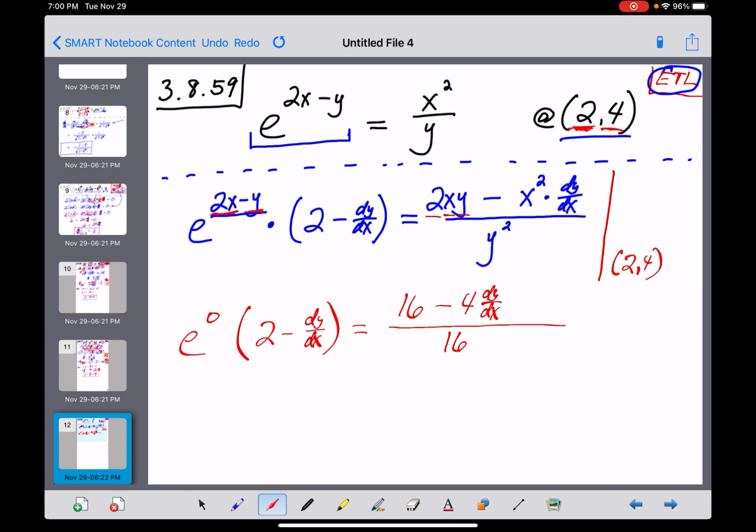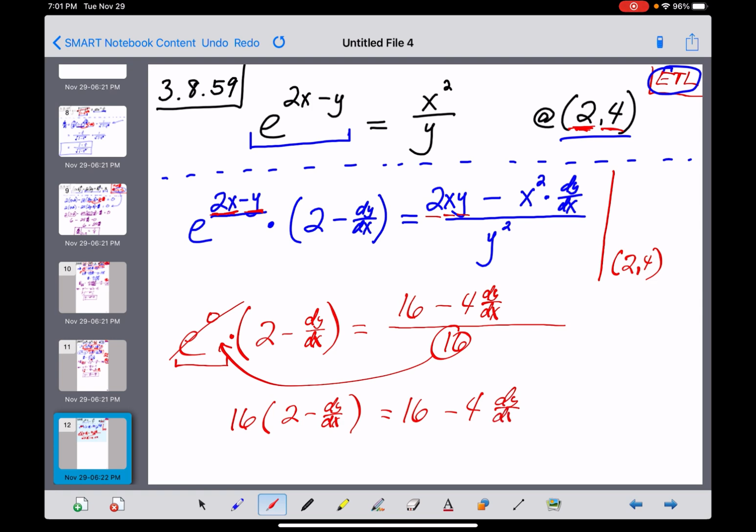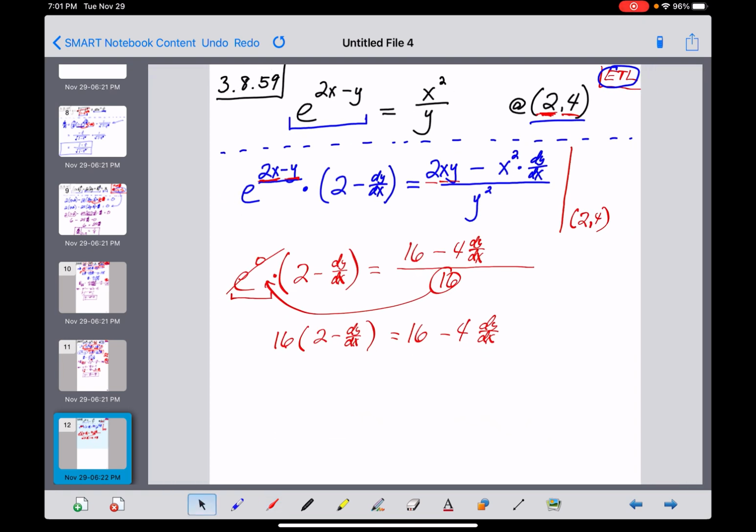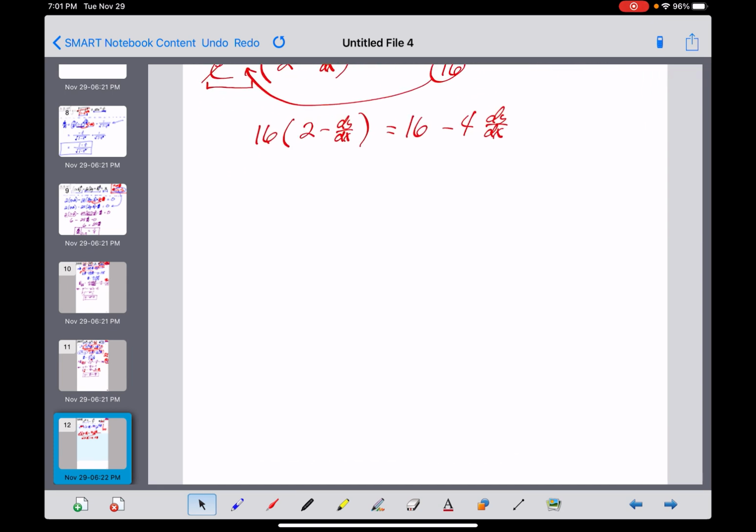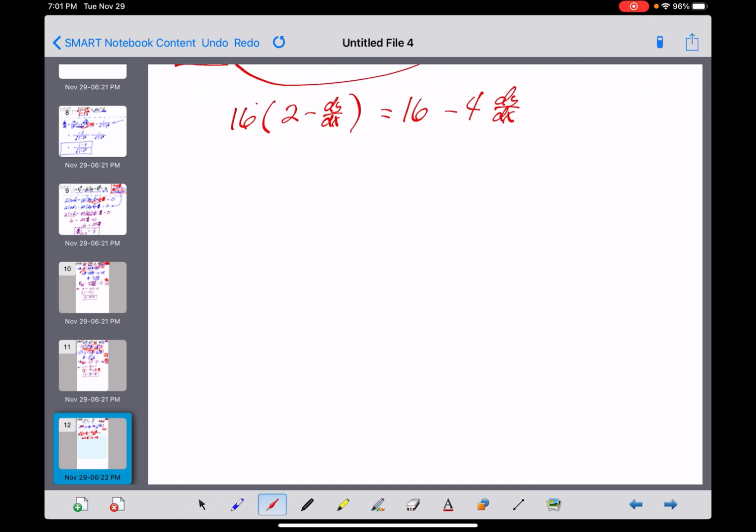Okay, so where are we going with that? This e to the 0 here is just 1, and 1 multiplied by anything, we can just forget about that. I am going to multiply both sides of this equation by 16. That gives me 16 times 2 minus dy/dx is equal to 16 minus 4 dy/dx. All right, I think I see where this is going. Let's keep going with this. I'm going to distribute that 16 and get 32 minus 16 dy/dx is equal to, right side will just stay the same, 16 minus 4 dy/dx.